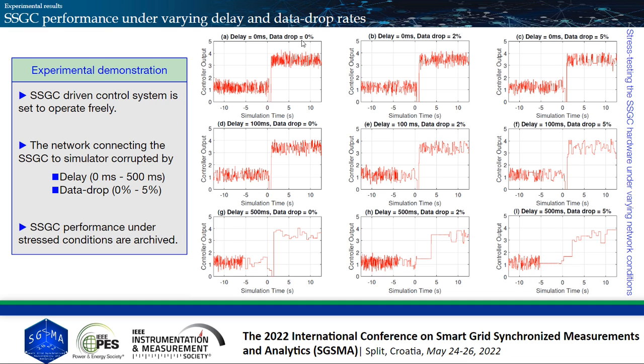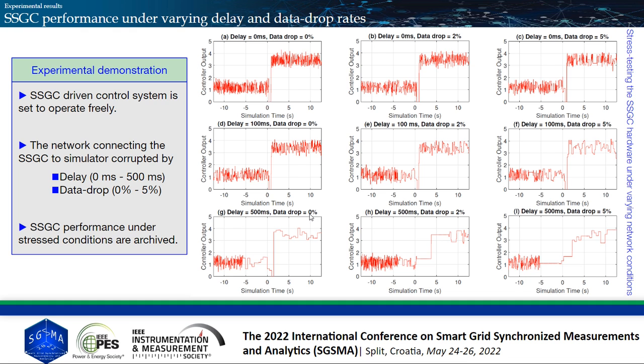Interestingly, we can see that under 0% data drop and 0 millisecond delay, the controller output is perfect. There's very high resolution. The control signal seems to be going very accurately over a 20 second window. And on the x-axis, we are increasing the data drop, and you can see when we increase the data drop, at 5% of data drop, the resolution is somewhat lost. And on the y-axis, we are introducing delay.